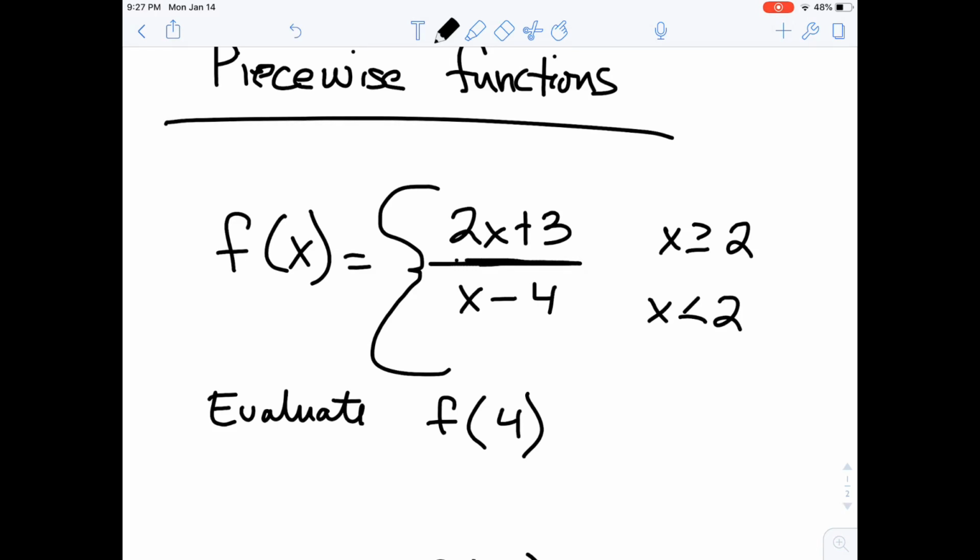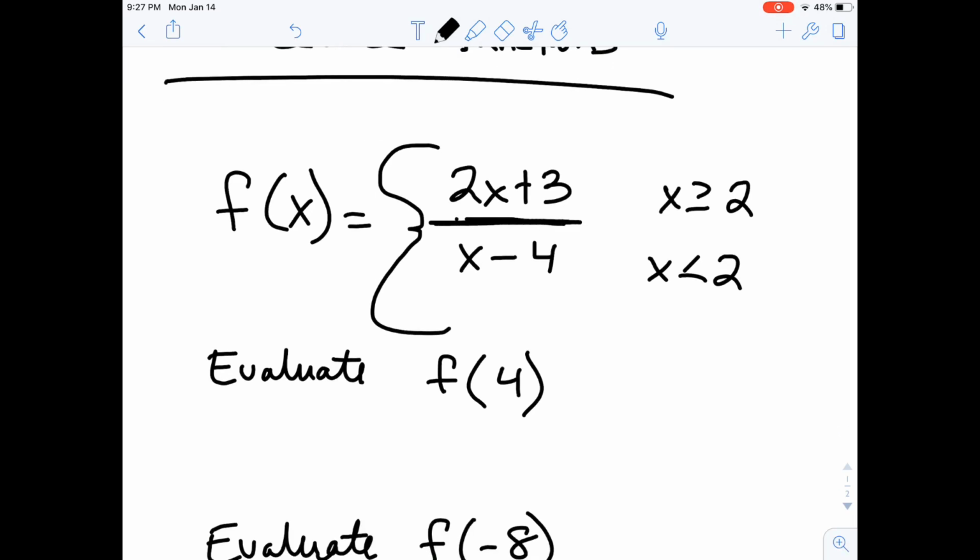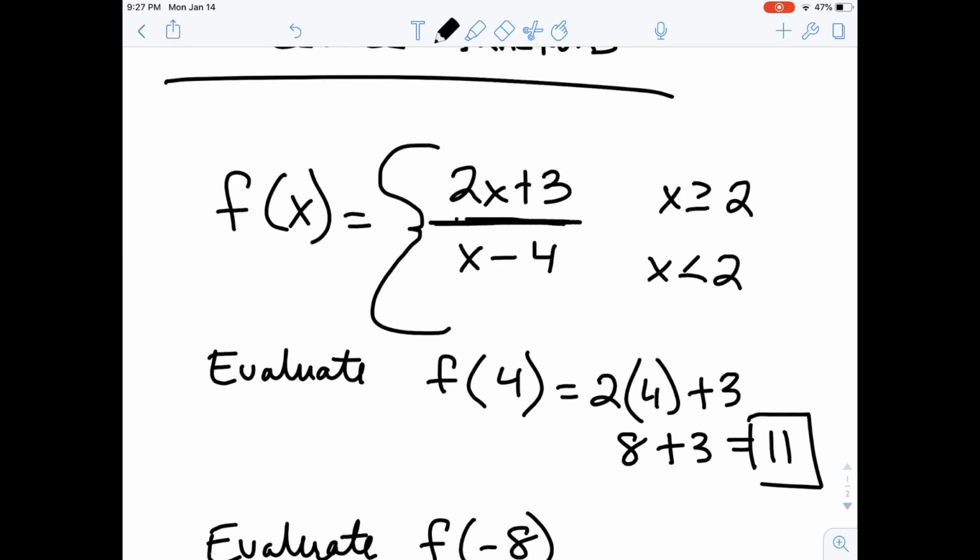How I'd use that top equation is I'd plug the number 4 into this equation and solve. So evaluate f of 4. Like I said, 4 is bigger than 2, so because of that, I'm going to use this top equation, and all I'm going to do is say 2 times 4 plus 3. Well, 2 times 4 is 8, 8 plus 3 is 11, and that would be your answer.